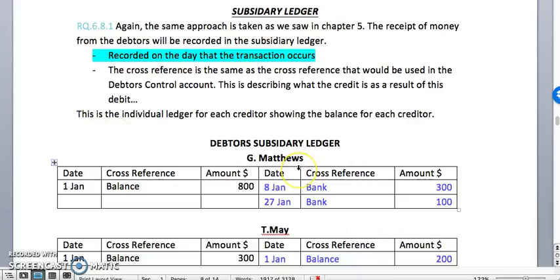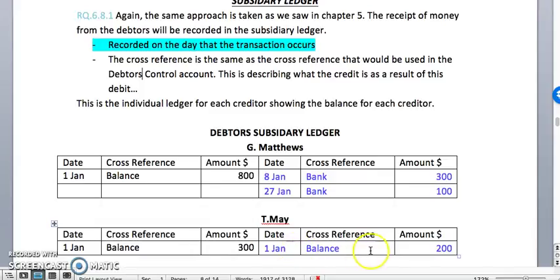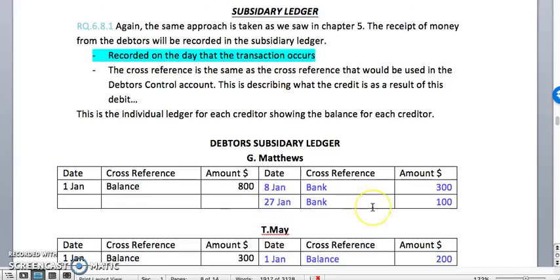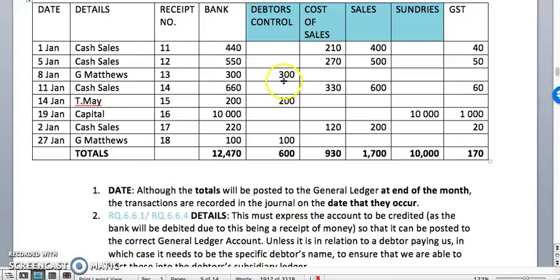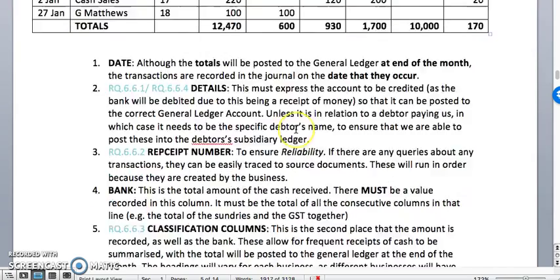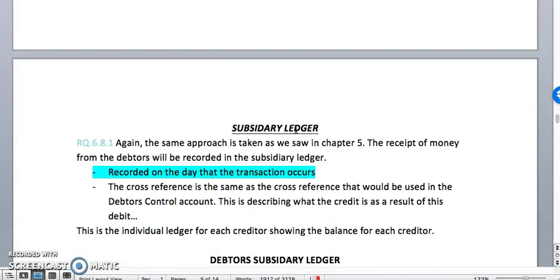So posting to the credit side, because we are decreasing the amount that these debtors owe us. They're paying us back, so we need to decrease it, so it goes on the credit side. And this will match directly back up to what's in the cash receipts journal. We have a look, G. Matthews, T. May, G. Matthews. So those three transactions have been posted out to the individual debtors that are paying us back.